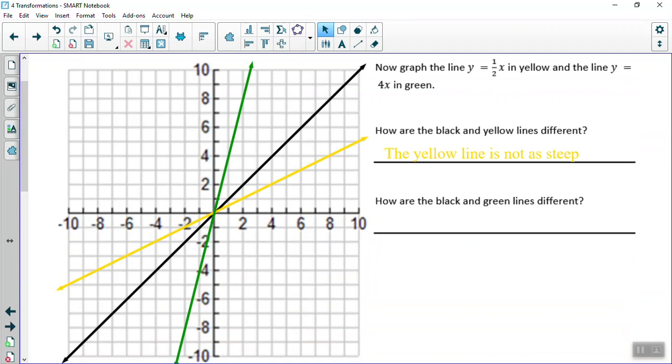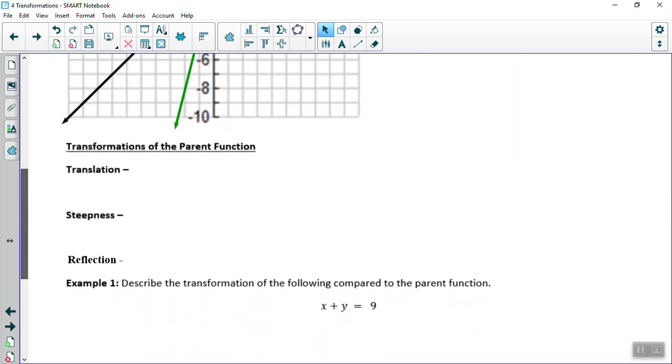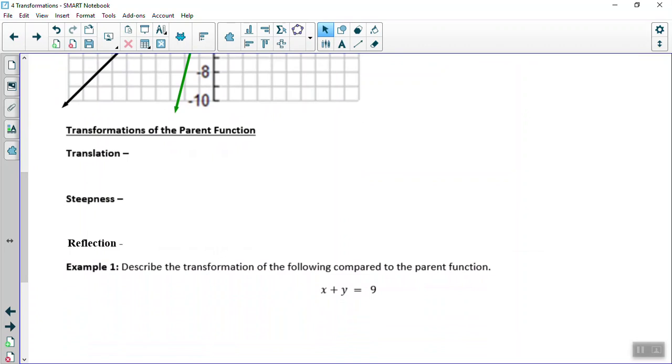So comparing the black to the green. This time the green line looks a lot steeper, doesn't it? Okay. So we can say that the green line is steeper. All right, so let's talk about those transformations of the parent function.